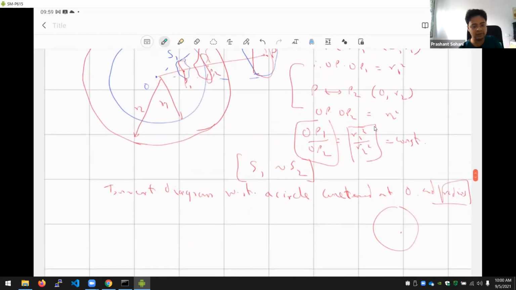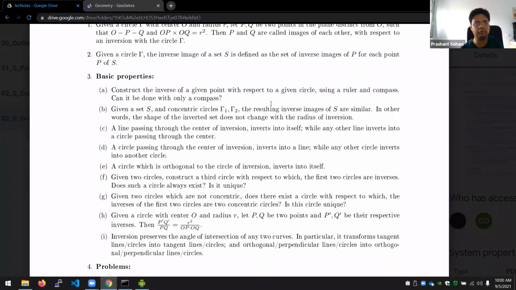Anyway, we'll see this in practice when we solve the problem, but it's an important property to take care of. Now comes the real part of discovery, where we find out what is the inverse of various objects. As I said, we are interested in lines and circles. When you are talking about lines, we have to take two cases: a line which passes through the center of inversion and a line which doesn't pass through the center of inversion. In the first case, a line which passes through the center is its own inverse image.